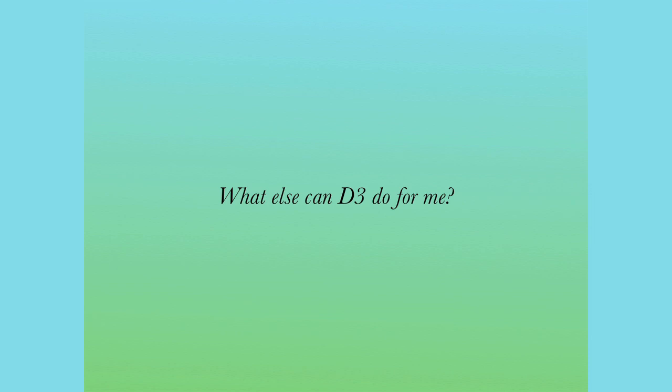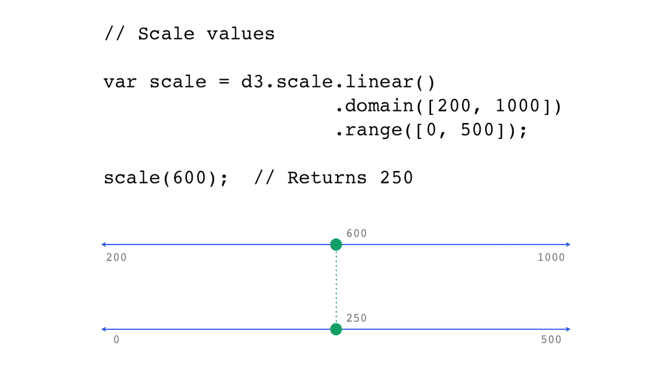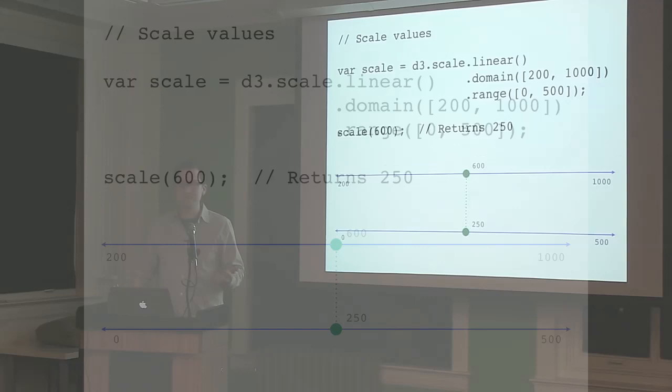So that's kind of the data join. That's sort of the biggie. D3 can do a lot else for you. I'm just going to walk through a couple of things really quick right now. First, it has built-in functions to help you scale values. This is super nice because you can do the math yourself, but it's really helpful to have these built-in scales.